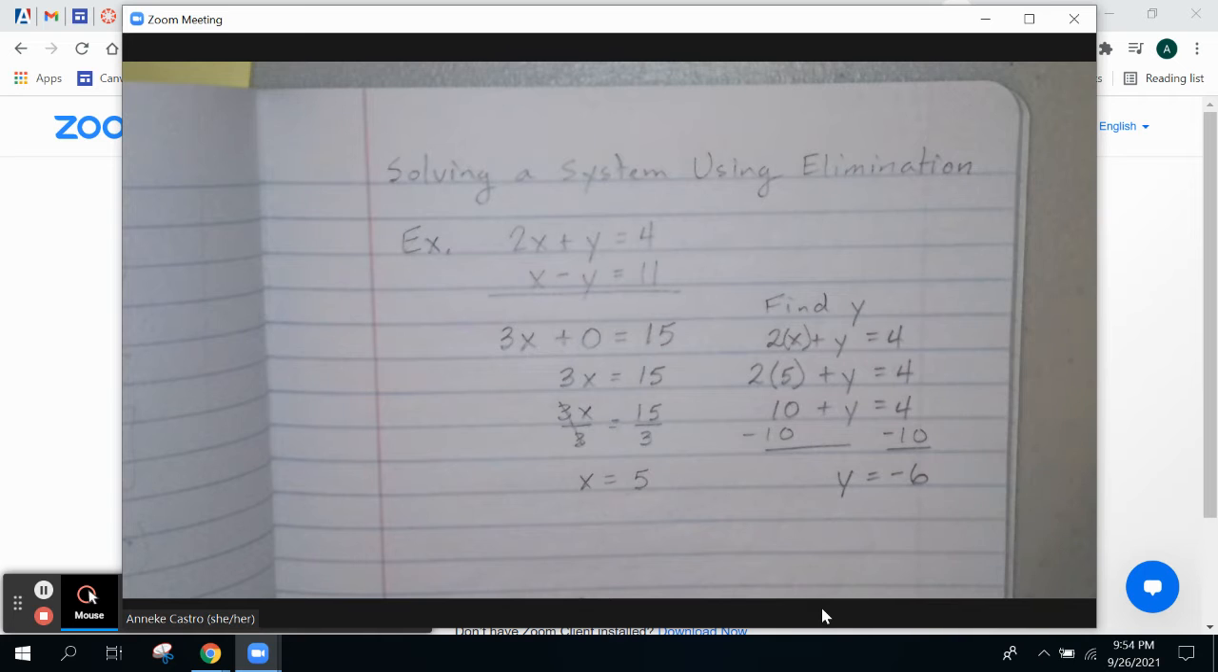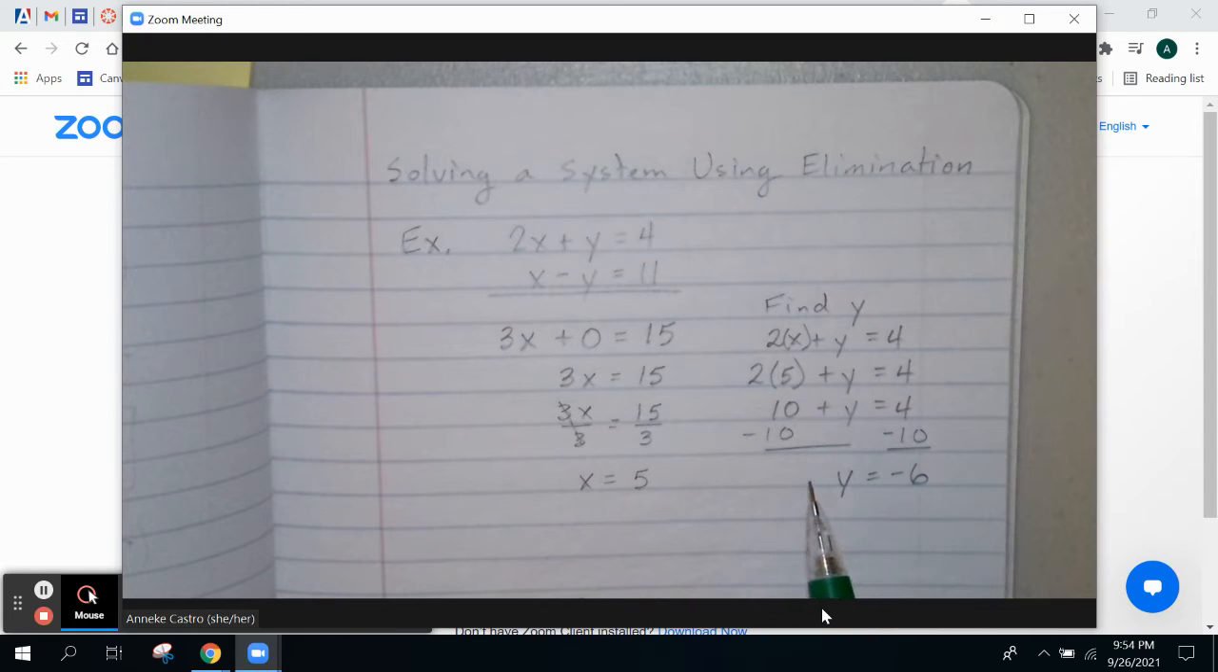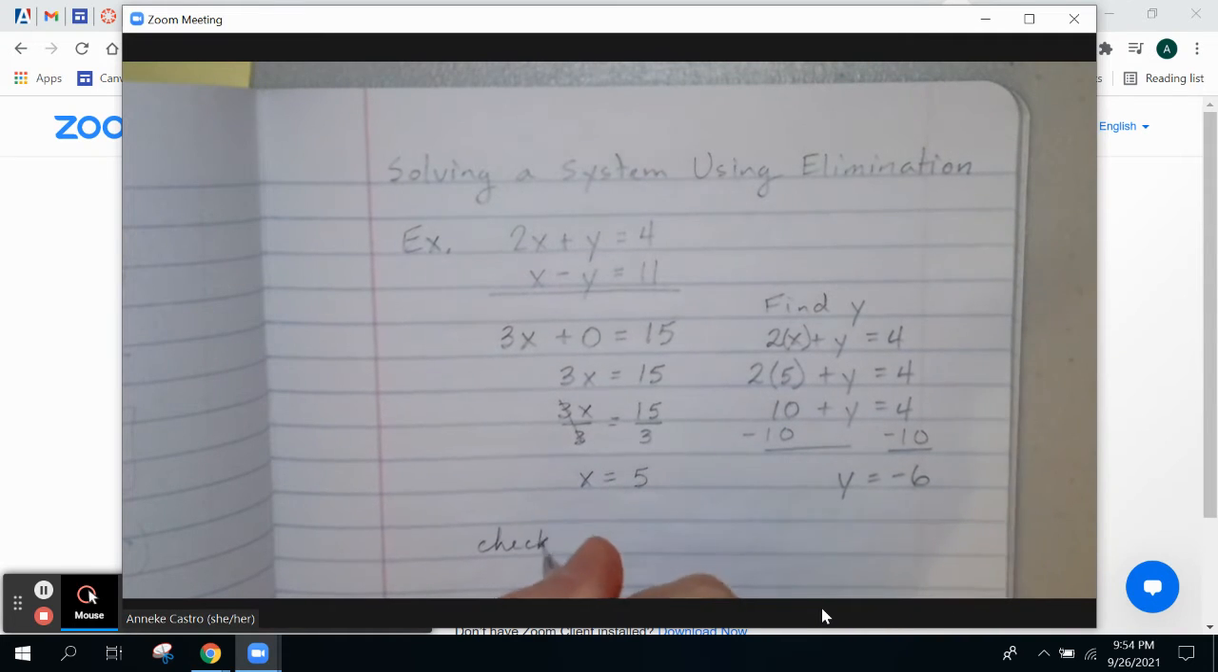Now, one last thing that's a good idea is to make sure that your answer works in the other equation. If you remember back to our raisins and walnuts situation, we found a pair of numbers that you could use for one of the equations for raisins and walnuts, but that didn't mean that it worked for the other equation. So let's make sure that this pair of numbers actually does work in the other equation. I'm going to call that my check. So I'm going to check my solution in the x minus y.